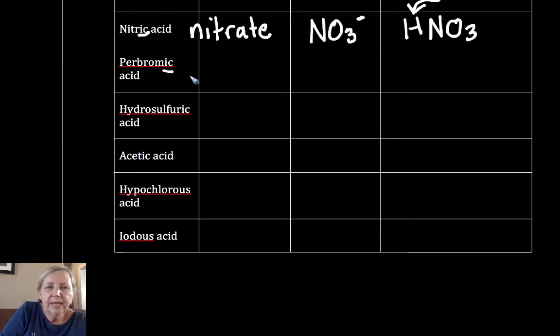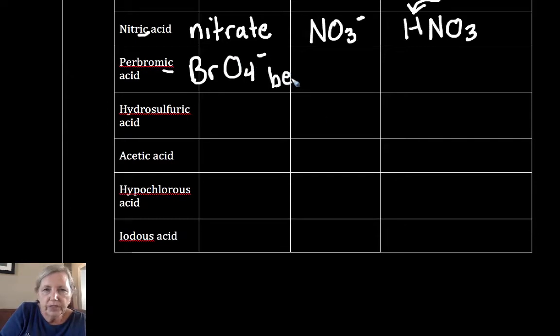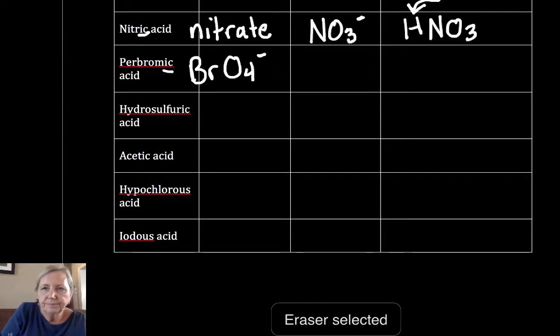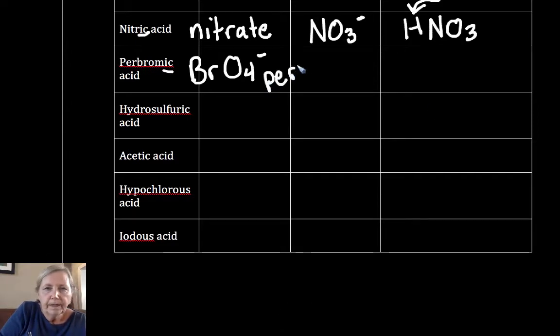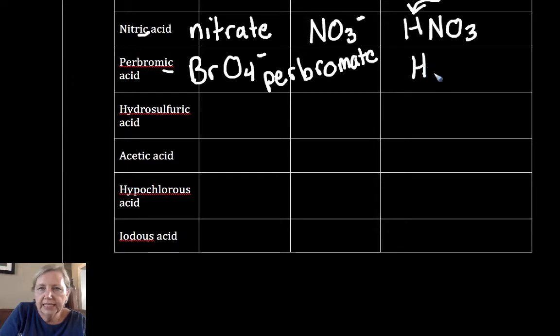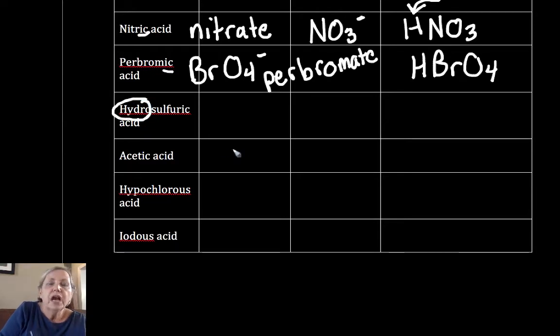Perbromic came from perbromate. BrO4 minus. Sorry, I didn't write that down. I went backwards. That's the perbromate ion. Hopefully you won't need this much work as you get good at these. HBrO4. Ooh, hydro. Remember, hydro, no O.